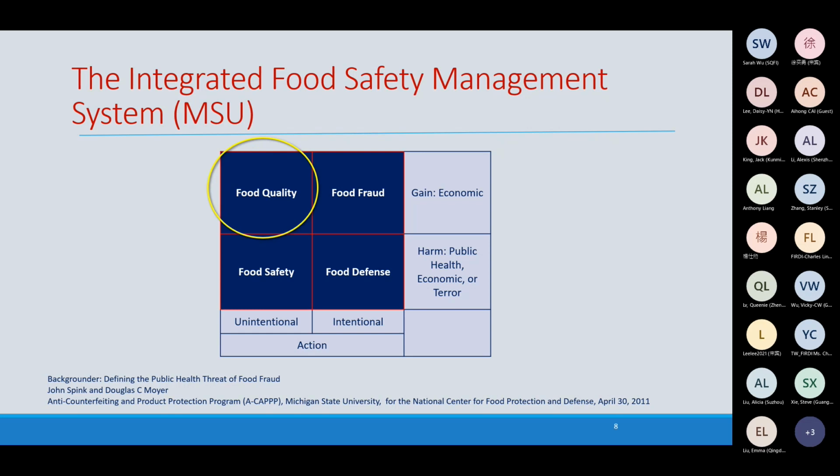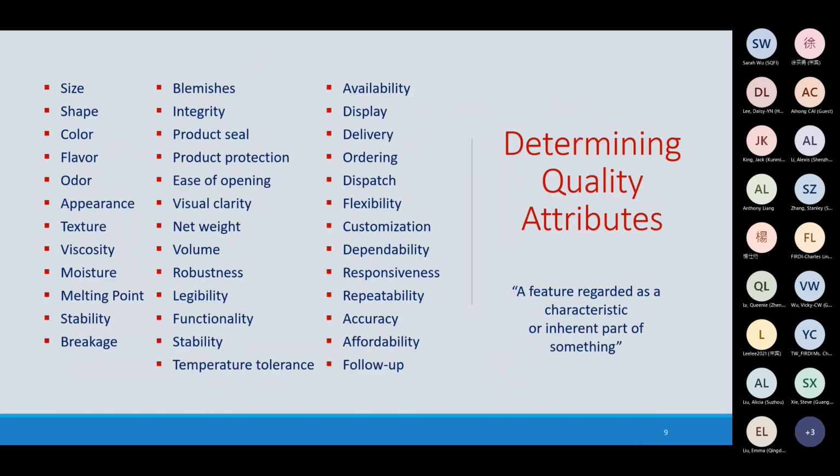This is primarily just about looking at food quality. So what we are asking our sites to do is, first of all, determine what their quality attributes are. They can be a whole bunch of different things, depending on the product, depending on whether it's a primary product, manufactured product, retail product, or food service product. The quality attributes can be size, shape, color, flavor, odor, appearance, etc.